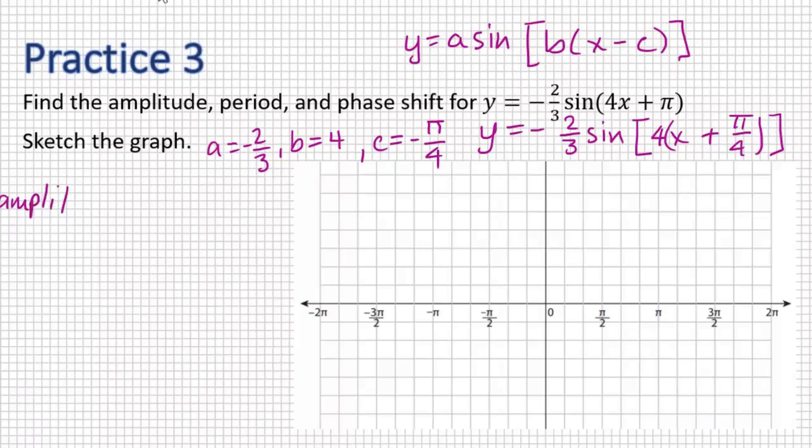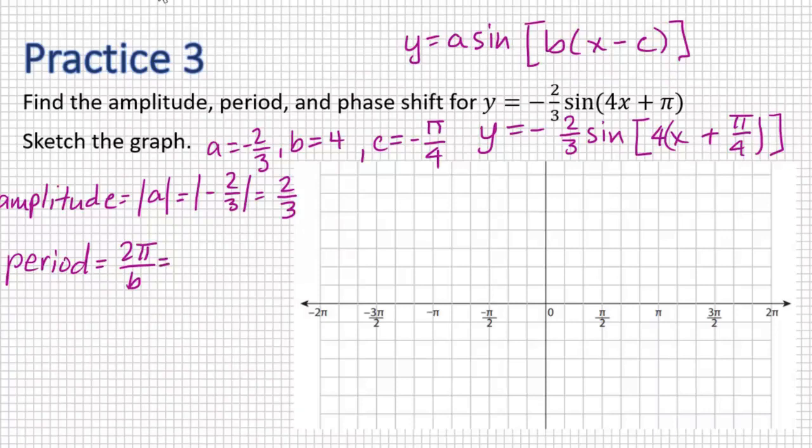All right, so our amplitude, given that it's the absolute value of a, will be the absolute value of negative 2/3, which is positive 2/3. The period of the function, as always, is 2 pi divided by the frequency, or 2 pi divided by b. In our case, that will be 2 pi divided by 4, which simplifies to pi over 2. So we'll take a distance of pi over 2 to go through one cycle of our function. The horizontal shift that we uncovered, our value for c, is negative pi over 4.